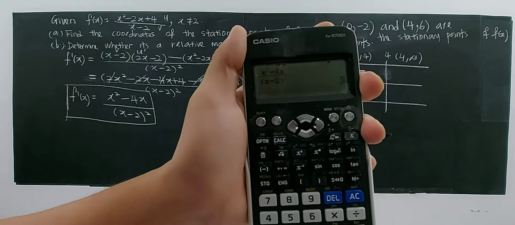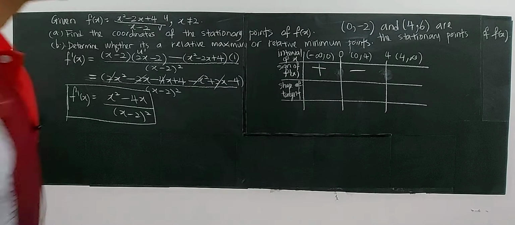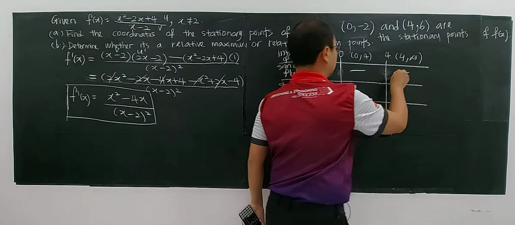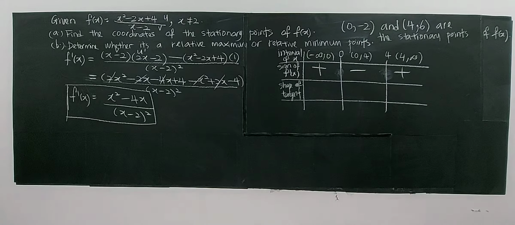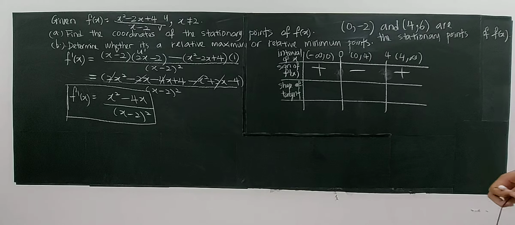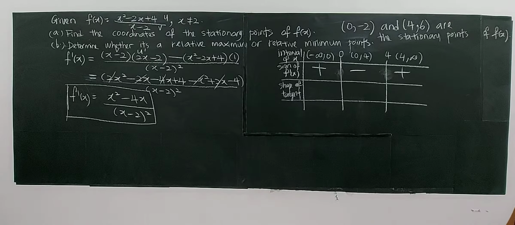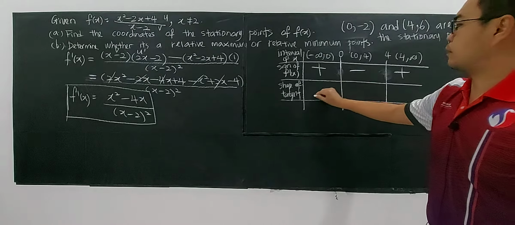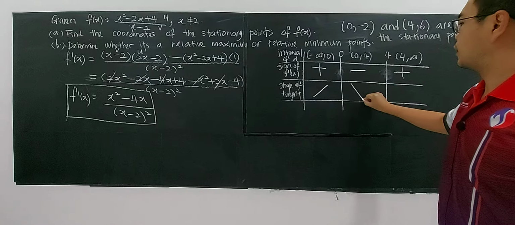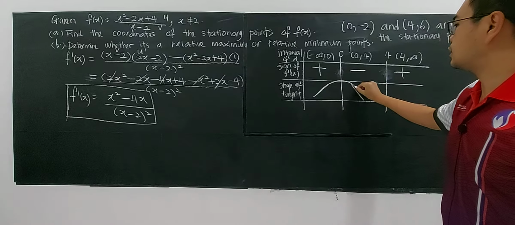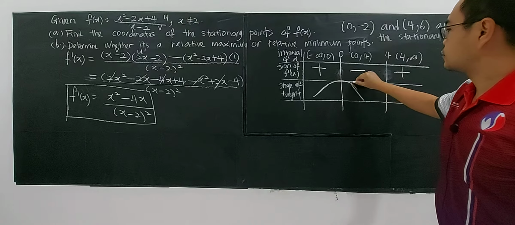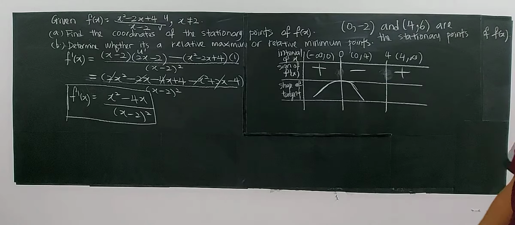And you press equal. I'm getting a positive number again. So now I have enough evidence to show whether this is a relative maximum or minimum. So look here: positive and negative. If you join this, you will see this stationary point. This is a relative maximum point.